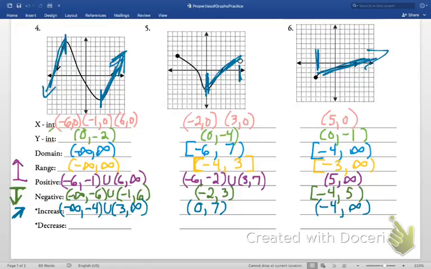Now let's look at the decreasing. Remember, decreasing is a negative slope. That's like rolling down the hill or sliding down the hill. Doesn't matter if it's a curve. It's where am I going downhill, I'm decreasing. So number 4, I'm decreasing all along that stretch. So that stretch goes from -4 over to +3.